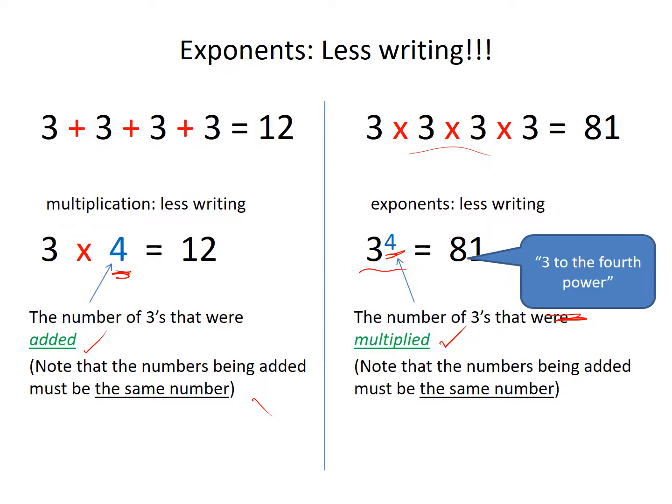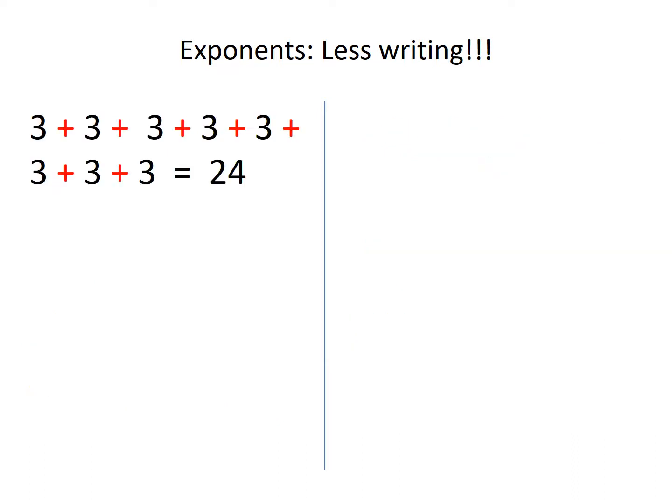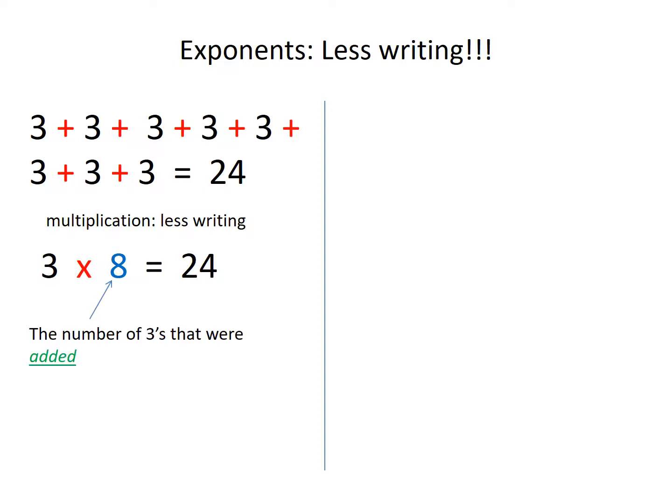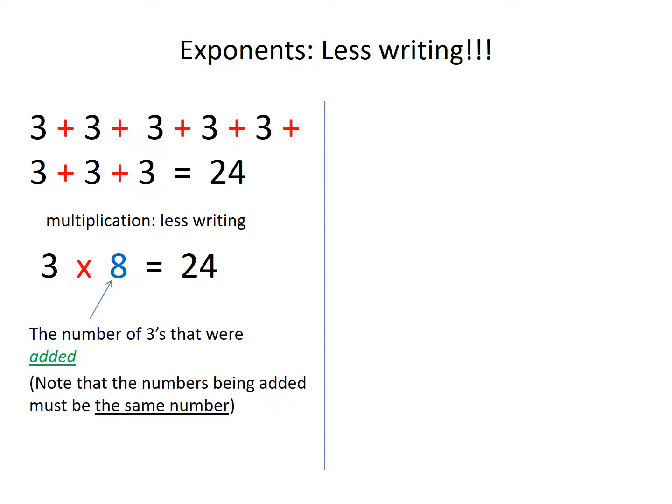I can show you a more radical, graphic example here. What if I was trying to add 8 3's? Here I can write it this way, but it's cumbersome and really repetitious. So again, this is where multiplication comes into play. Instead of writing all those plus signs and all those 3's, I can just write it as 3 times 8, where again the 8 tells me how many 3's were being added, and that same rule applies where they all have to be 3's, right? If I have 3 plus 3 plus 4 plus 3 plus 3, then multiplication is not going to help me there in the way we're looking at it here.